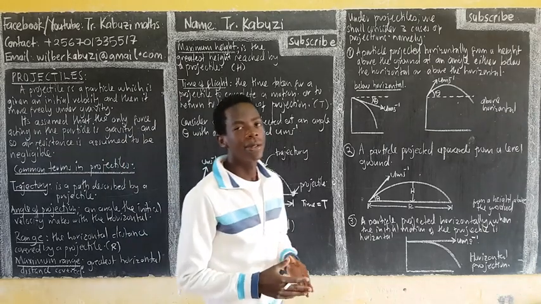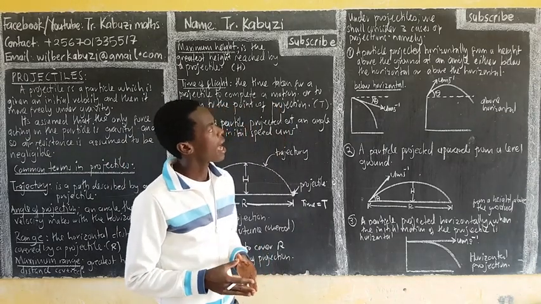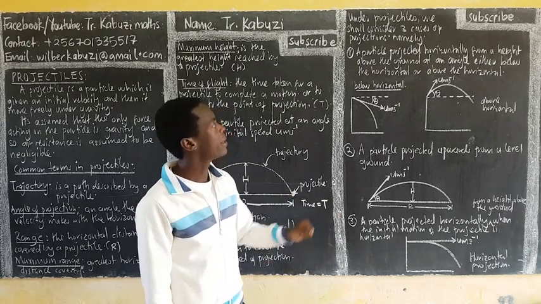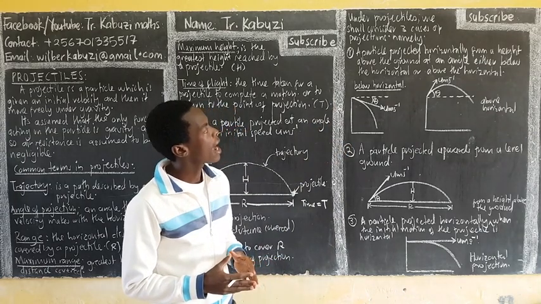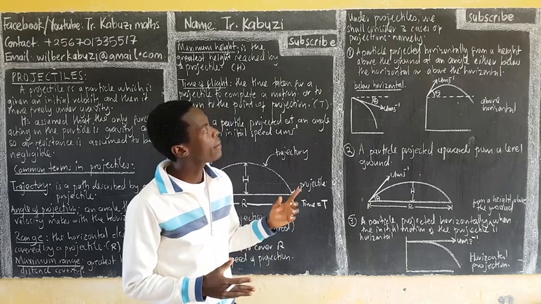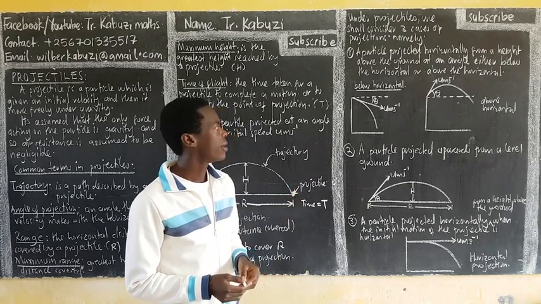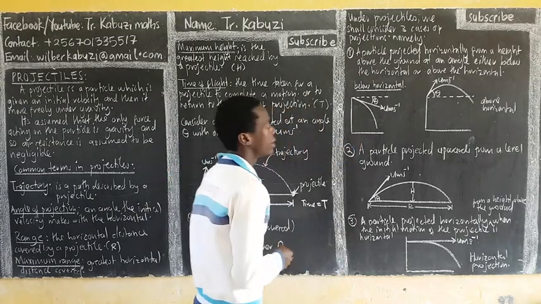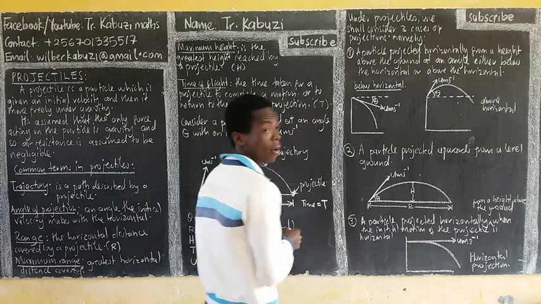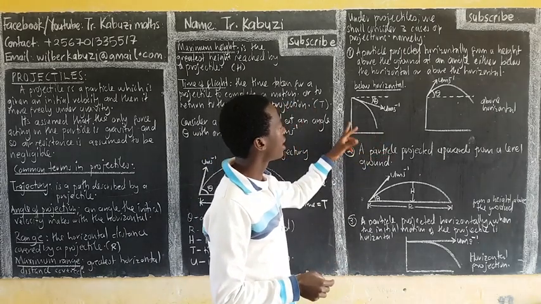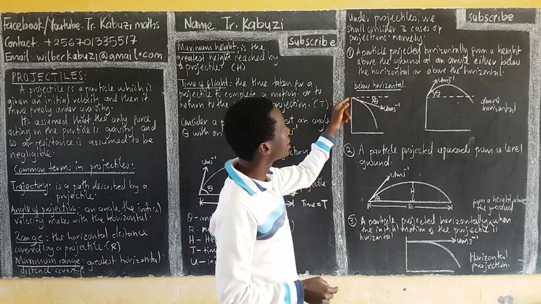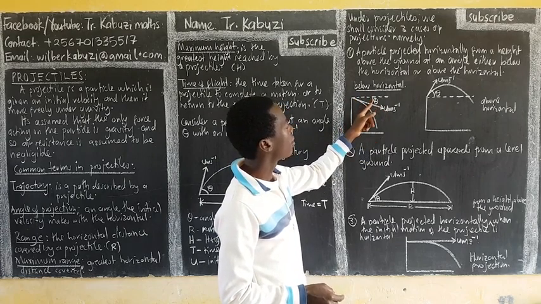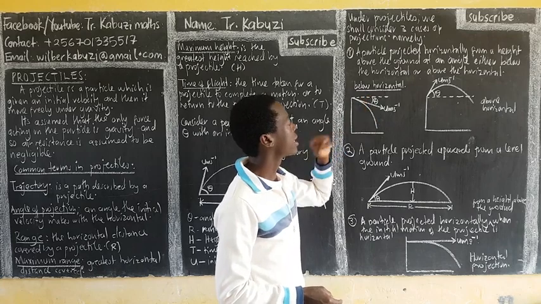Now, under projectiles, we are going to basically see three cases. Case 1: a particle projected from a height above the ground at an angle either below the horizontal or above the horizontal. If this is the ground, this particle is projected a bit up from the ground. Now this is going to be our horizontal. The initial velocity given to the particle makes an angle with it, but below the horizontal. So this is one case.